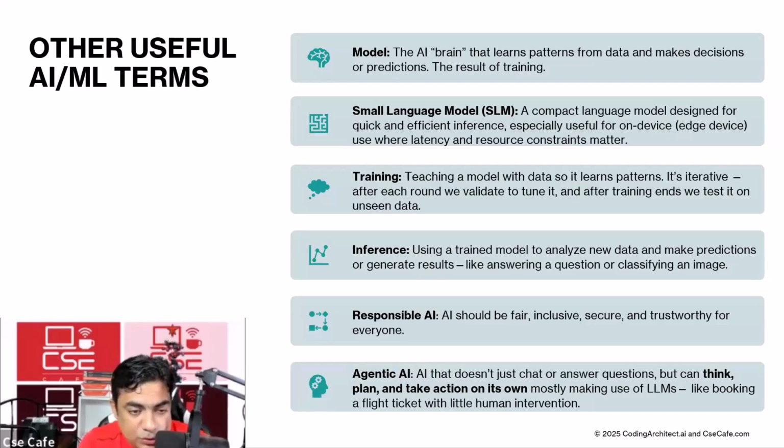And then the most hyped or the most talked about feature of AI today, which is Agentic AI, which is an AI that doesn't just chat or answer questions, but can think, plan, and take action on its own, mostly making use of LLMs, like booking a flight ticket with little human intervention. Agentic AI also has a dedicated session coming up.